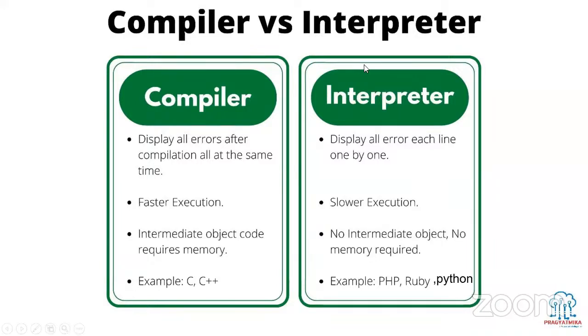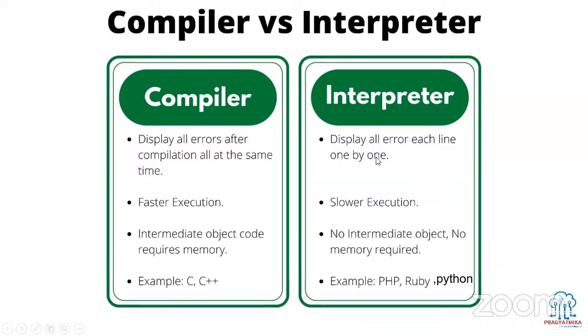For error display, the compiler displays all errors after compilation, which means it will display all the errors at the same time. This means you have to fix all errors found in the entire code before you can successfully compile and run the program. It also has fast execution speed, because the entire program is translated into machine code before execution. So once compiled, the machine code can be executed quickly by the computer.